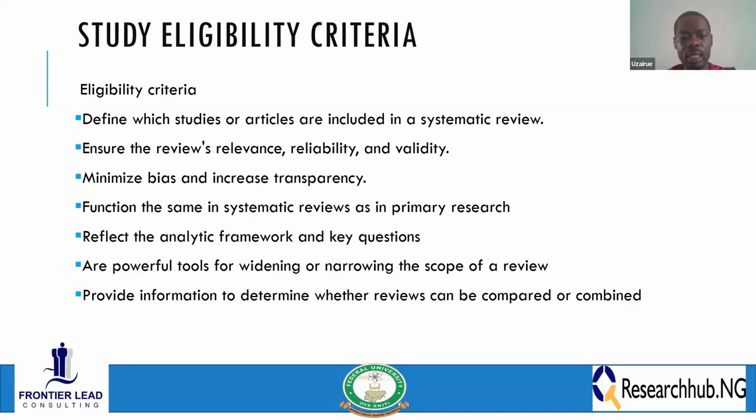In the same way, when you're designing your primary study, it may be pregnant women that I want to include, or adolescents of so and so age that will be included. All those will also come into play when you are doing a systematic review. The next is that it also reflects the analytic framework and key questions. When you are designing your eligibility criteria, the analytic framework that you're going to use and the key questions that you are going to be answering will also form part of the eligibility criteria that you're going to create.